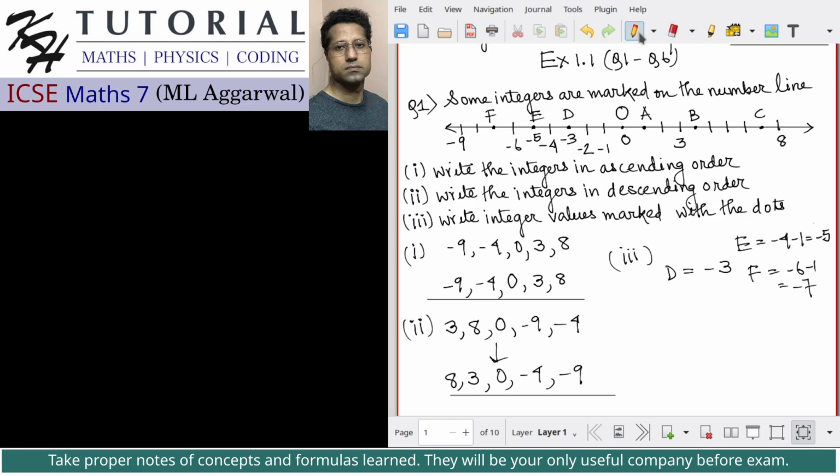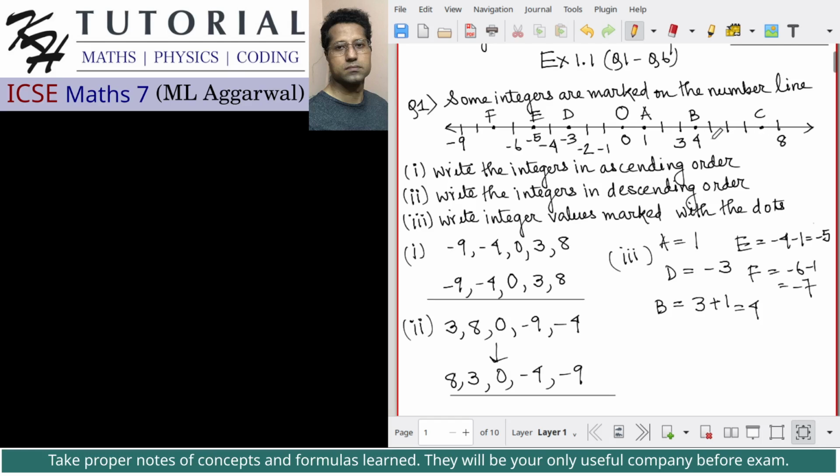Now let's mark the integer values to the right hand side. What is A? A is the successor of 0. The point A represents the successor of the value 0, so definitely A will be equal to 1. And what will be B? The point B is the successor of the integer 3, so B will be 3 plus 1, which is equal to 4.